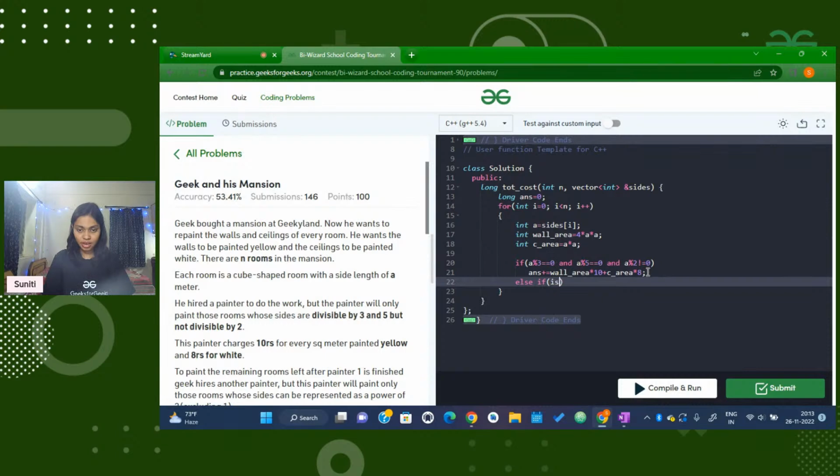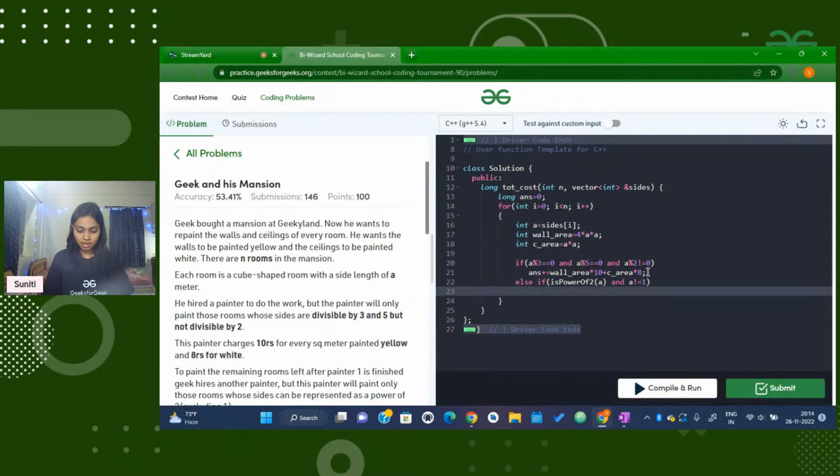Next condition we have, else if is power of 2 a. I will just write a function which will find out if a is a power of 2, and if a is a power of 2 and a is not equal to 1, then in that case the answer here is wall area into 15 plus ceiling area into 12, which is the cost that he is taking.